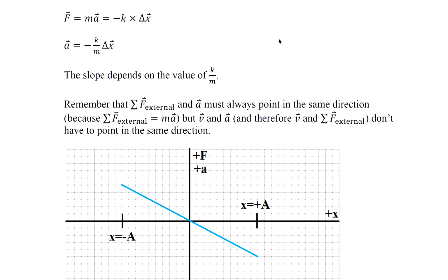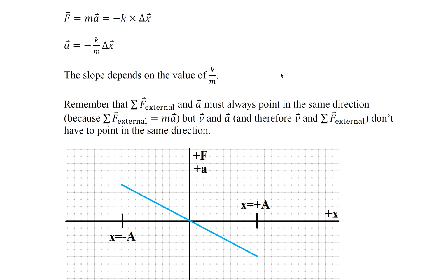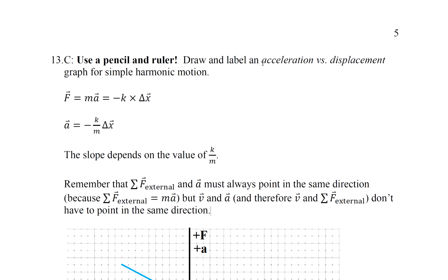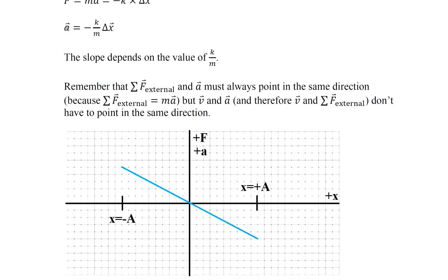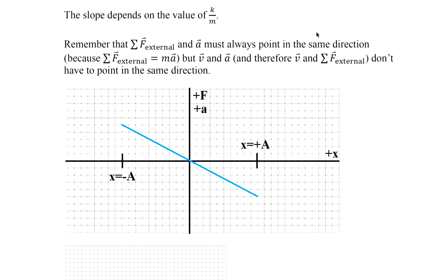Remember that F external and a must always point in the same direction. But v and a, and also v and F external, don't have to point in the same direction. So to draw an acceleration versus displacement graph, we're going to use this equation: a equals minus a constant times delta x, which looks like this.